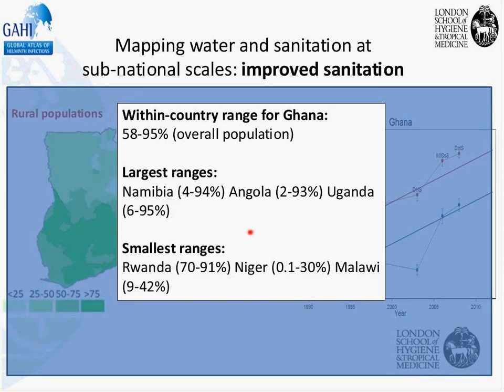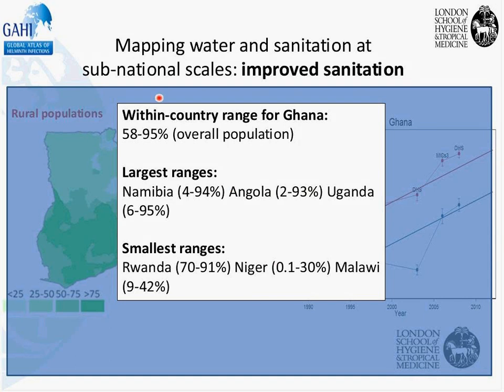And again, the variation here within some countries is particularly striking. So if we look at Angola, in the lowest coverage districts, only 2% of the population have access compared to 93% in the highest coverage districts. So there's huge amounts of inequality here, and this isn't apparent if you just look at national statistics.